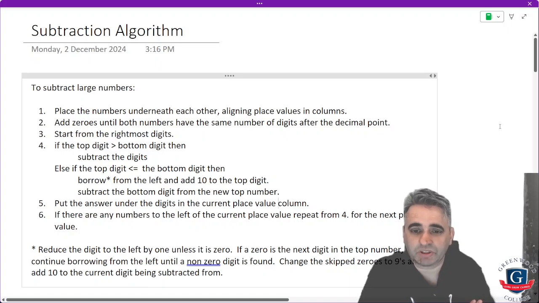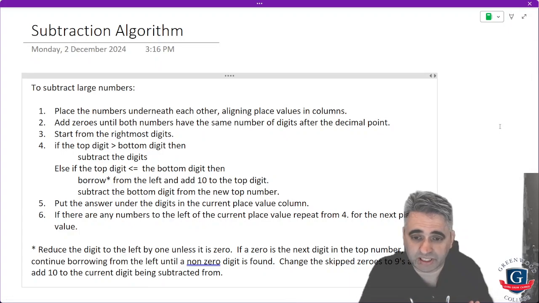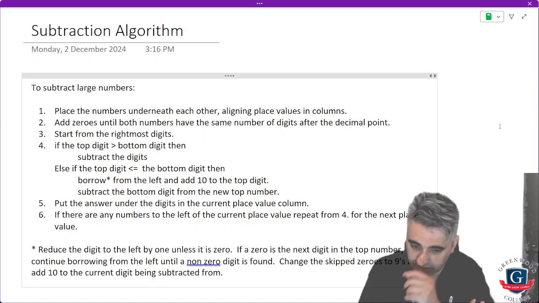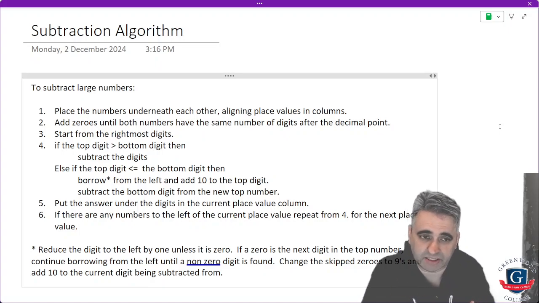Hi everybody, today we're going to have a look at the subtraction algorithm. Now the subtraction algorithm is good for doing large numbers and decimals, and it's a more complicated algorithm than addition, and it's one that more students coming from primary school can't do.